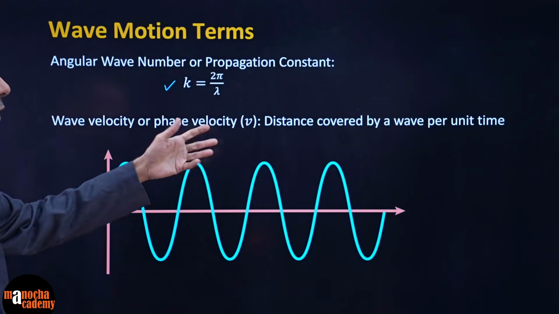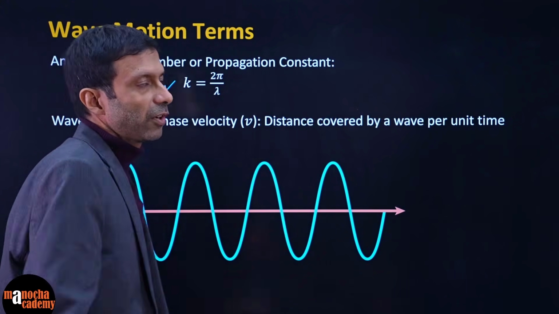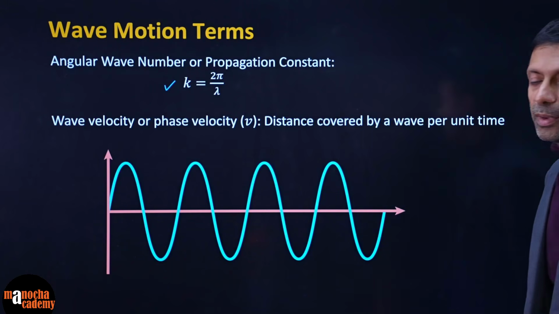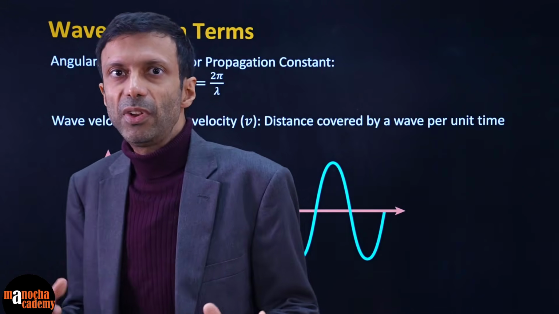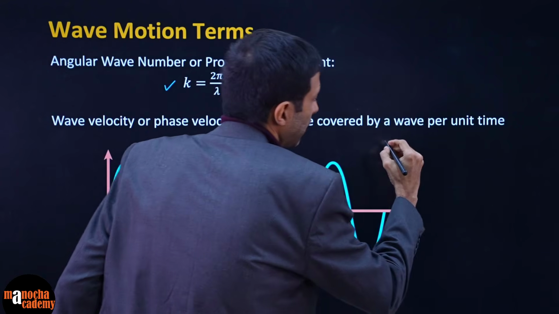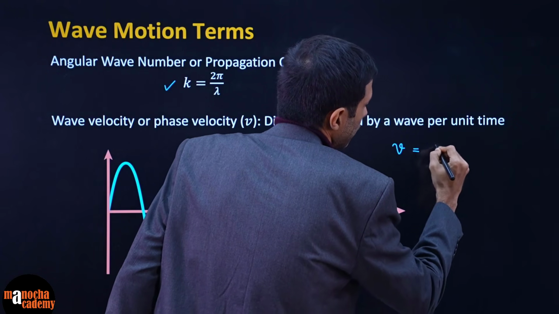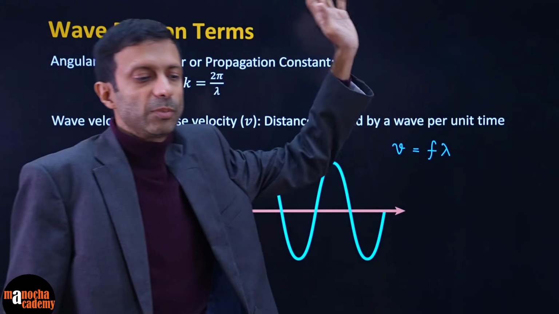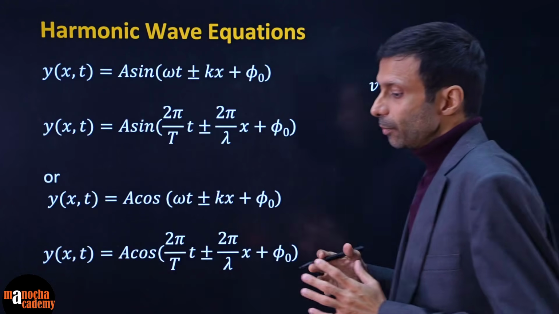And then your wave velocity, your phase velocity, is the distance covered by the wave per unit time. And here you remember the connection between v, f and lambda. Like we have studied in sound, here also v is equal to f lambda. Wave velocity is frequency times the wavelength. So now let's come to the equations.